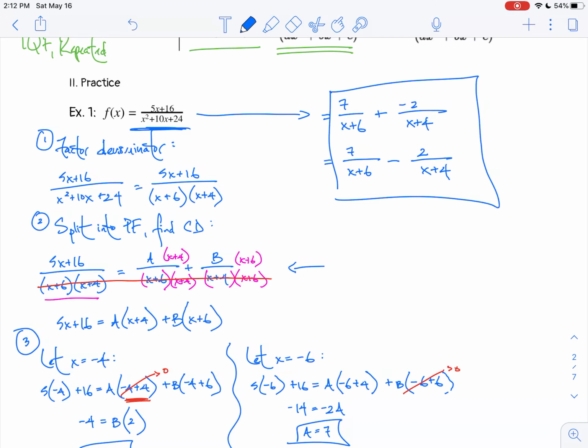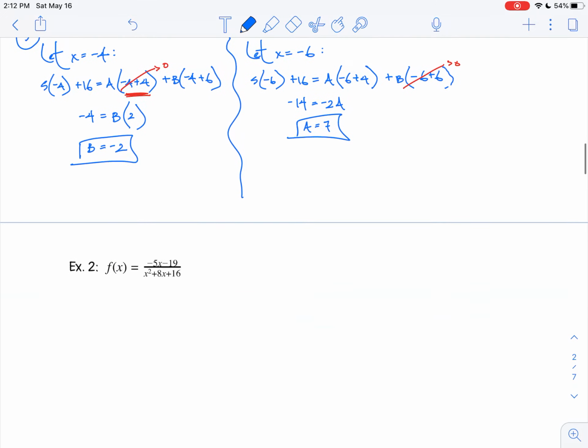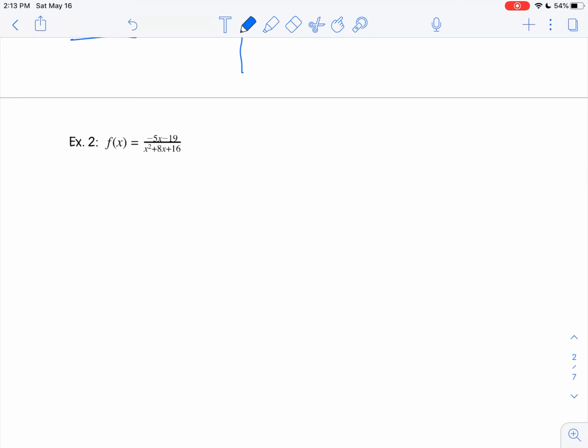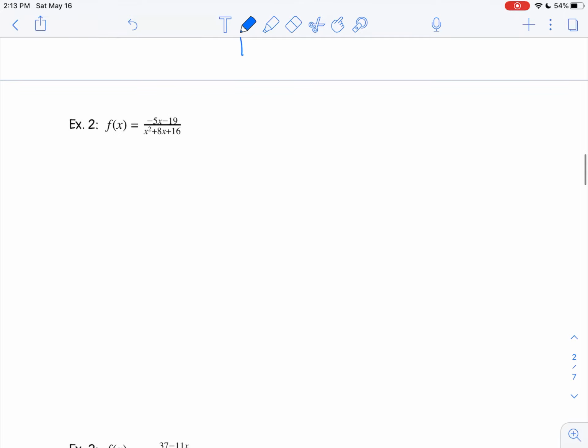All right, let's take a look at one more example. So, example number 2. F of x equals negative 5x minus 19 over x squared plus 8x plus 16. So, let's go ahead and break this up into its factors. So, we get negative 5x minus 19 over, when I factor x squared plus 8x plus 16, I get x plus 4 times x plus 4.